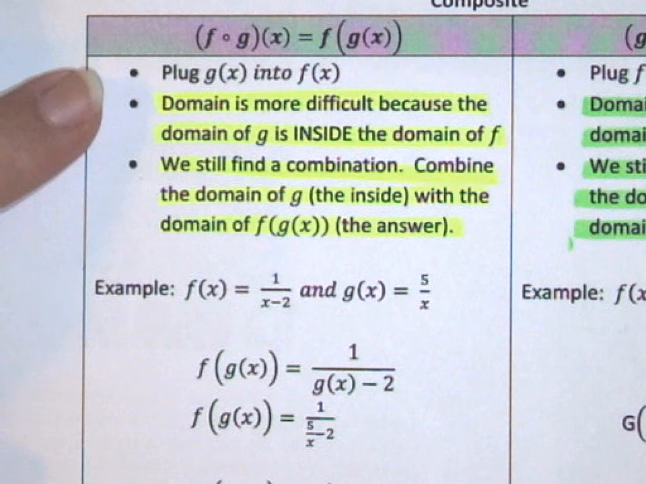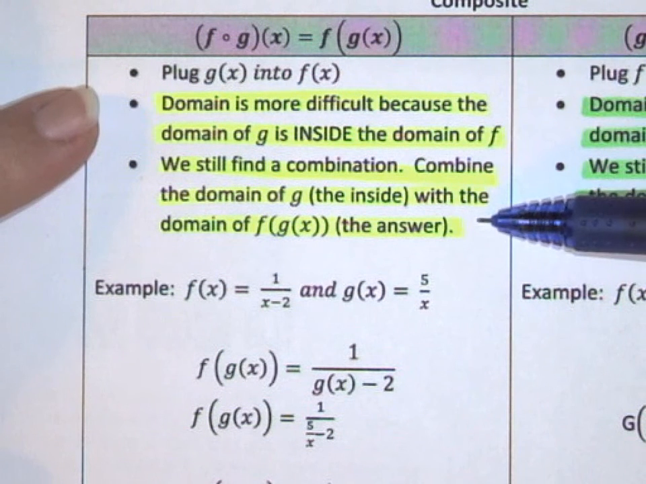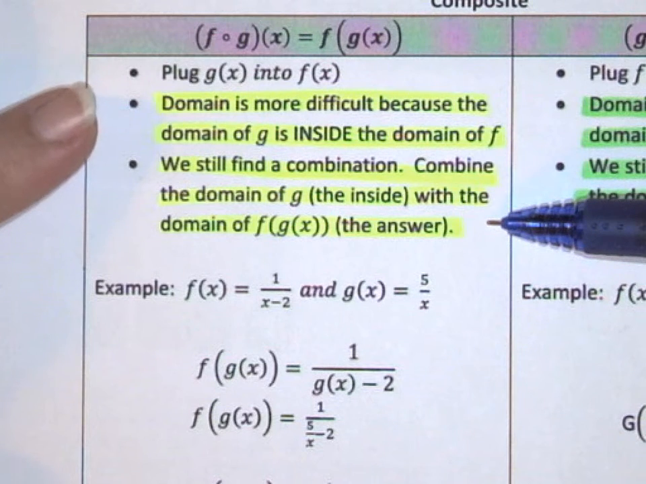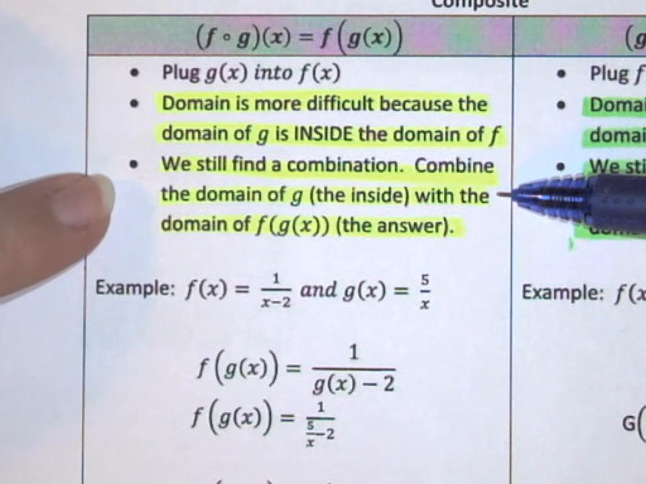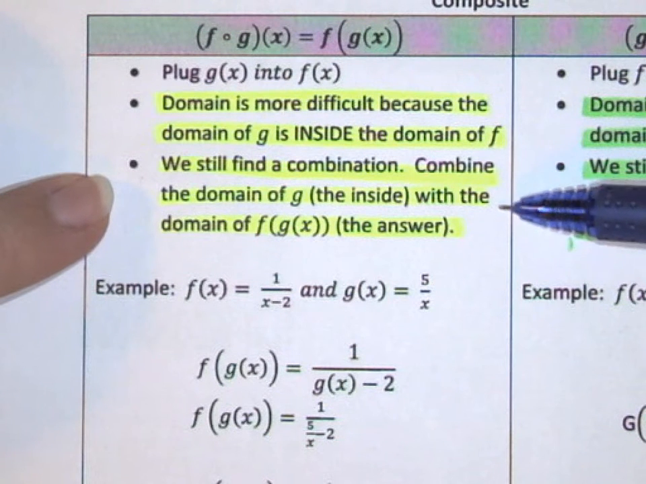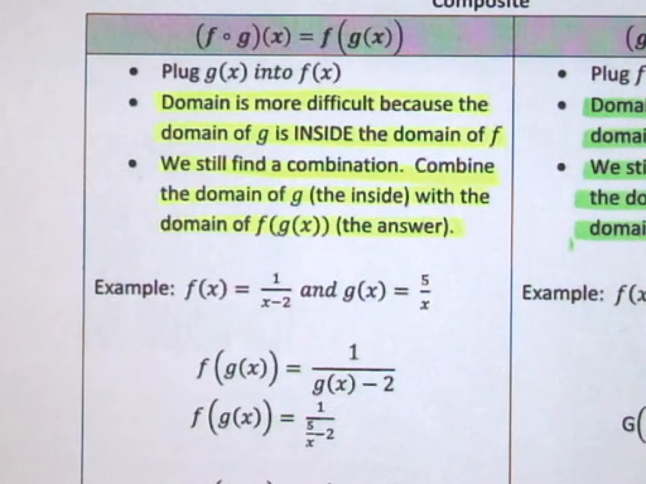Now when we're talking about the domain side of things, for this type, the domain is going to be a little more difficult, again, with your composition for a couple reasons. First of all, we have to take into account the domain of the inside function. So here my inside function is g. So the domain of g could potentially play a part in finding the domain of the composition. Okay? You still have to find the actual composition itself, but you need to make sure that you combine your domain of the inside with your domain of the overall result.